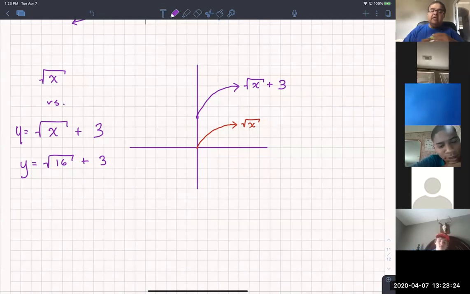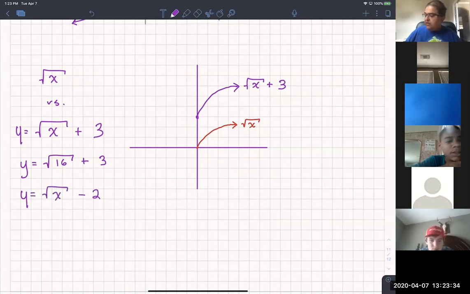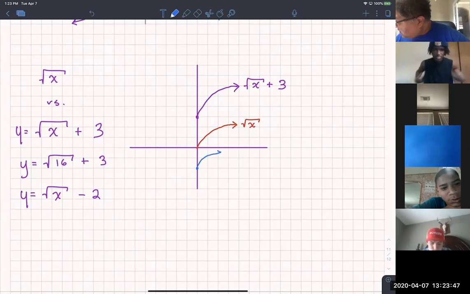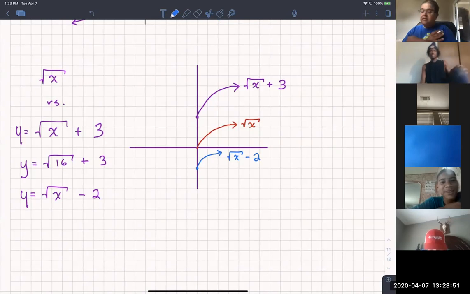Yes. Now, if adding a number to the outside moves it up that many units, what do you think this does? Brings it down. Brings it down how many units? 2. Right, 2. So we go down 2 units and then curves up. Make sense? Yes, sir. All right.